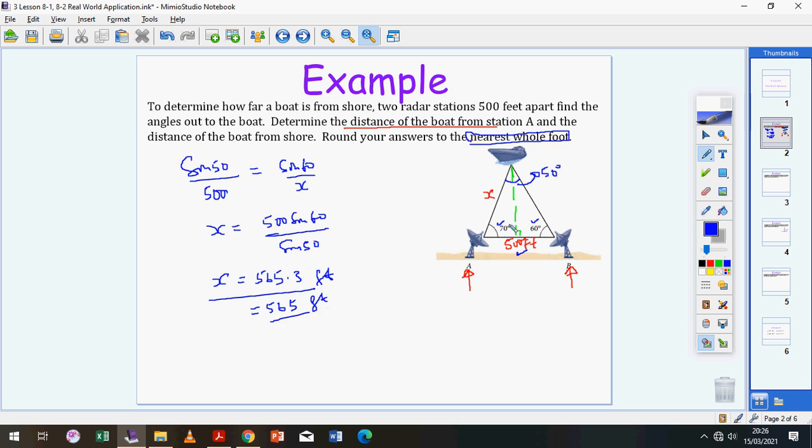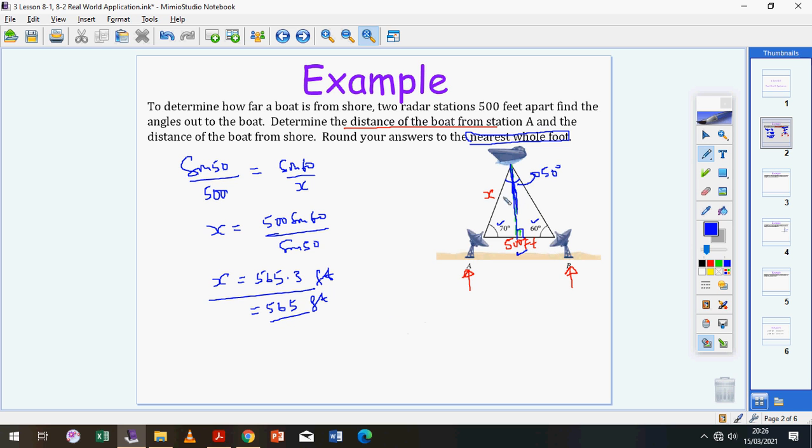The other thing it's asking for is to find the perpendicular distance. When it says distance of the boat from the shore, yeah, that's asking me for a direct straight line distance. If you're at the boat and you wanted to get to the shore, you're not going to take this path or that path, you're just going to go directly to the shore. So that straight line distance is the height of this triangle.